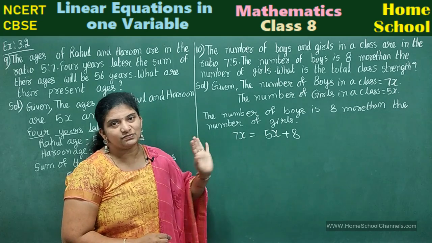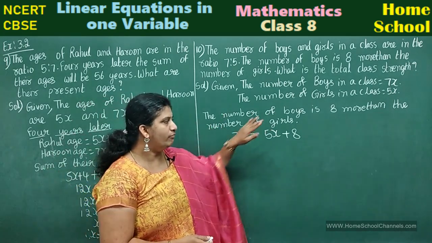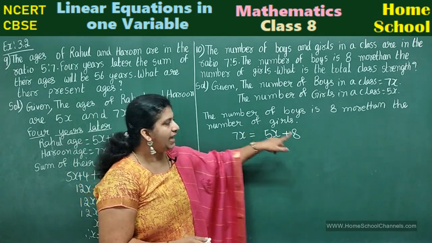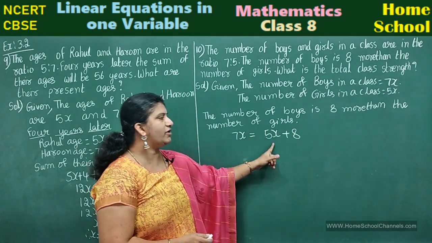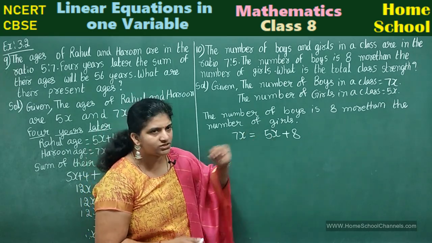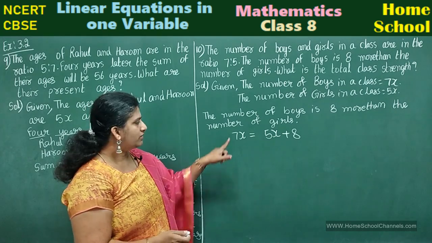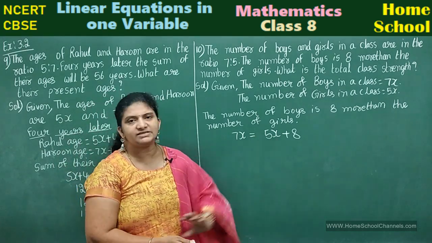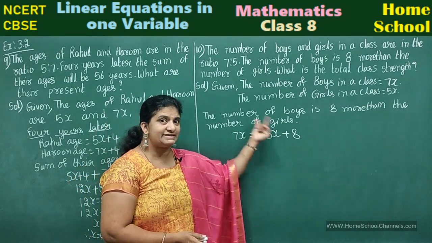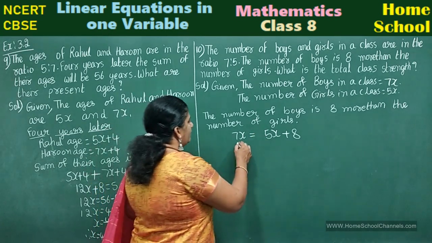This line is very important. Again I read here. The number of boys is, means equal to, 8 more than the number of girls. Okay, now here variable there and here also variable there. What we need to do? Observe properly. 7x is greater or 5x is greater? 7x is greater. So what do you do? Bring this 5x this side. Bring in the sense, transpose other side.